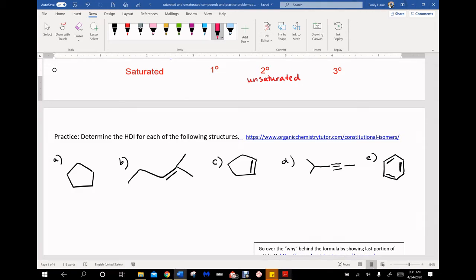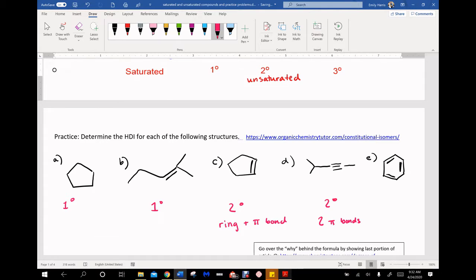All right, so here are the answers right quick. For A, we have 1 degree of unsaturation. It's a ring. For B, we also have 1 degree of unsaturation due to the pi bond that exists. For C, we have 2 degrees of unsaturation. That's due to the ring plus the pi bond. For D, we're also going to have 2 degrees of unsaturation since you have 2 pi bonds that make up a part of that triple bond.